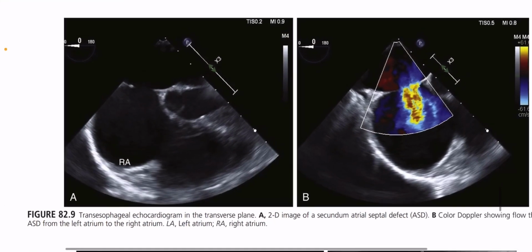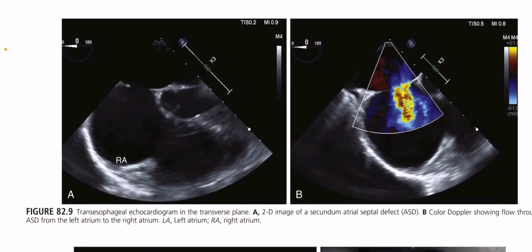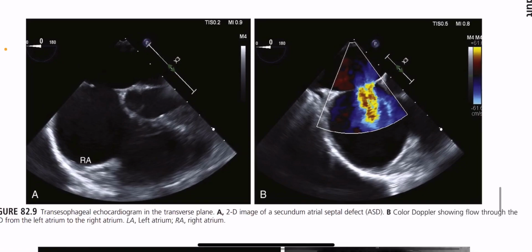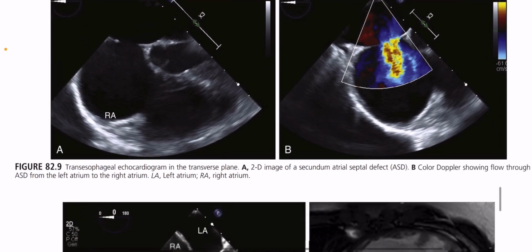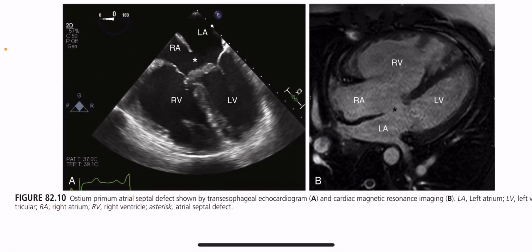The figure shows transesophageal echocardiogram in the transverse plane. Figure A shows 2D image of secundum atrial septal defect. Figure B shows color Doppler showing flow through the ASD from the left atrium to the right atrium. Ostium primum atrial septal defect shown by transesophageal echo in figure A and cardiac magnetic resonance imaging in figure B. The star mark shows the ostium primum atrial septal defect.